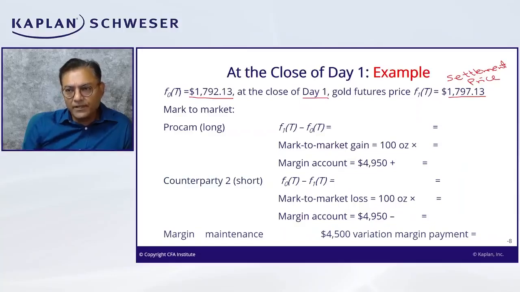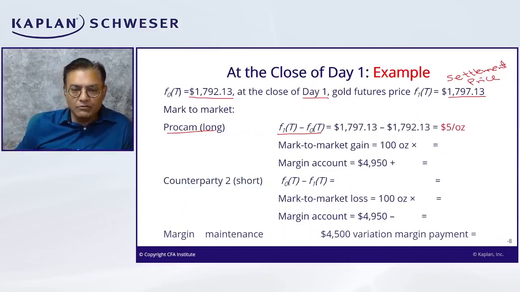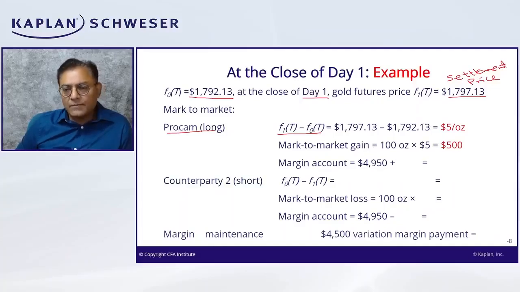So what will end up happening? Well, the long party in our example is ProCam, and it essentially gets credited the difference between the settlement price on day 1 and the original futures price at which they entered the contract. In this case, it is again $5 per ounce. You multiply that by the contract size, which is 100 ounces, so you get $500 as the credit that goes to ProCam's margin account. So ProCam's margin account now has a balance of $5,450.